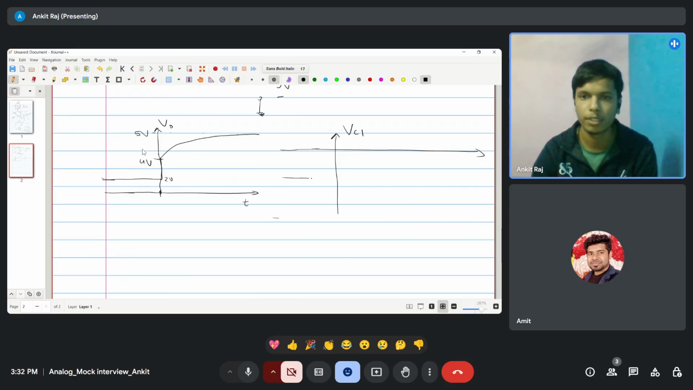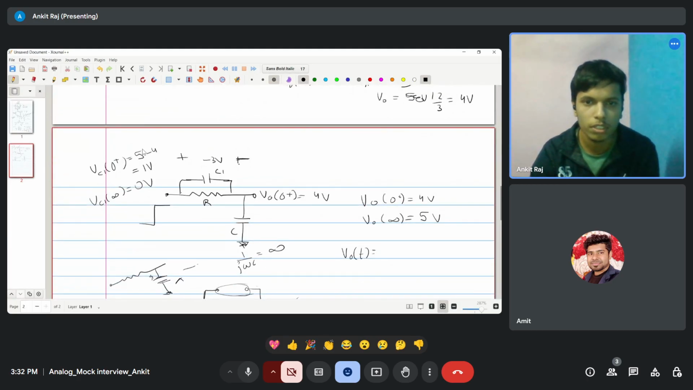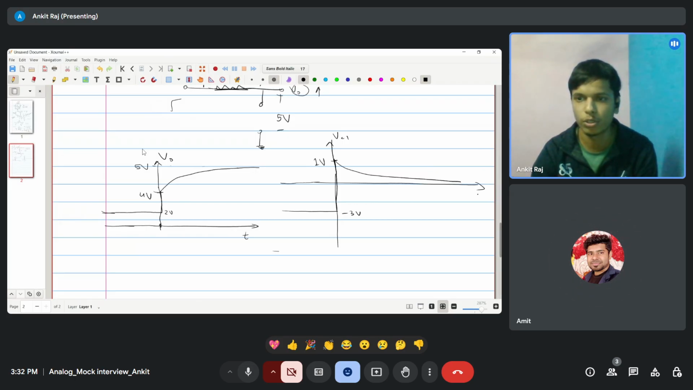Initially, it was minus 3 volt. I need to extend this also. It was minus 3 volt. Then it became 1 volt at t equal to 0 plus. See the expression clearly, it will be 1 volt. I am taking this side plus, it will be 1 volt. So it reaches 1 volt, and it discharges at t equal to infinity.